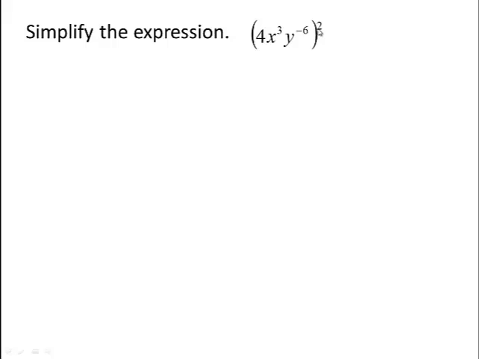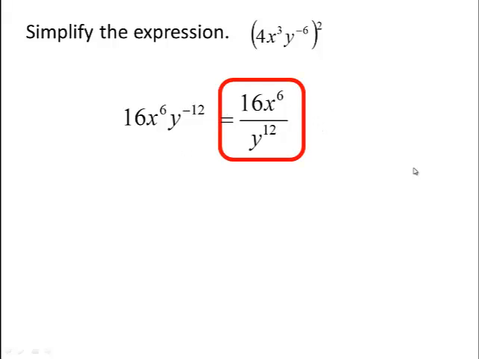Okay, simplify. You need to take this, which would be 4x cubed y to the negative 6 times 4x cubed y to the negative 6. That's what the squared means. You're going to end up with 16x to the 6 y to the negative 12. And then we need to move that negative exponent to the denominator.